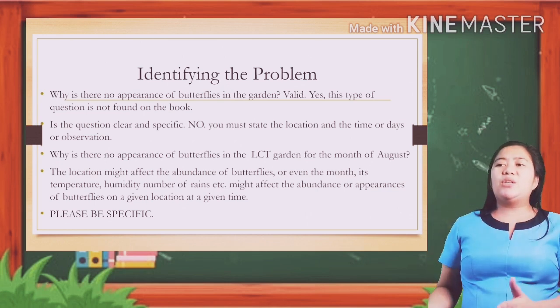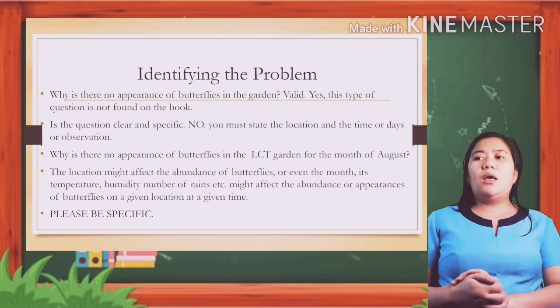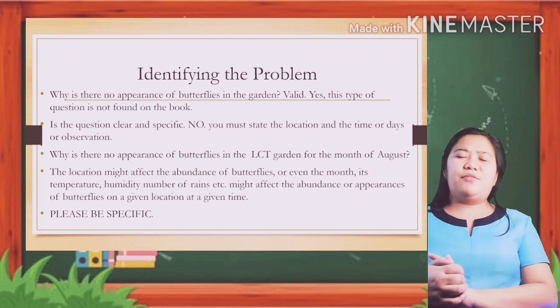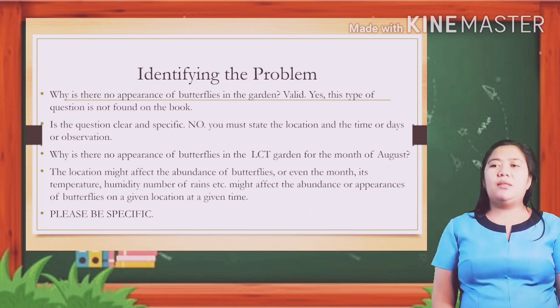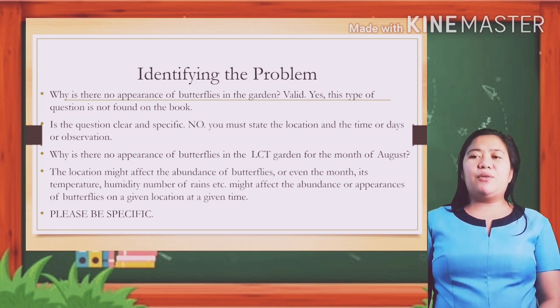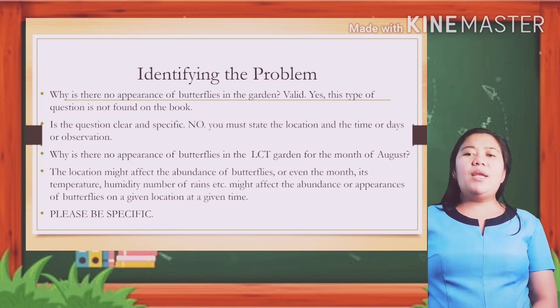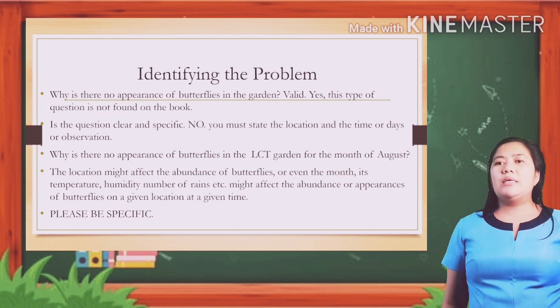So, for the month of August, as you can see, it's very specific. The month is stated. Thus, in the month of August, the amount of rainfall is high. So the location might affect the abundance of butterflies, or even the month. Its temperature, humidity, number of rains, etc. might affect the abundance or appearances of butterflies in a given location at a given time. So in your problem statement, you need to be very specific.